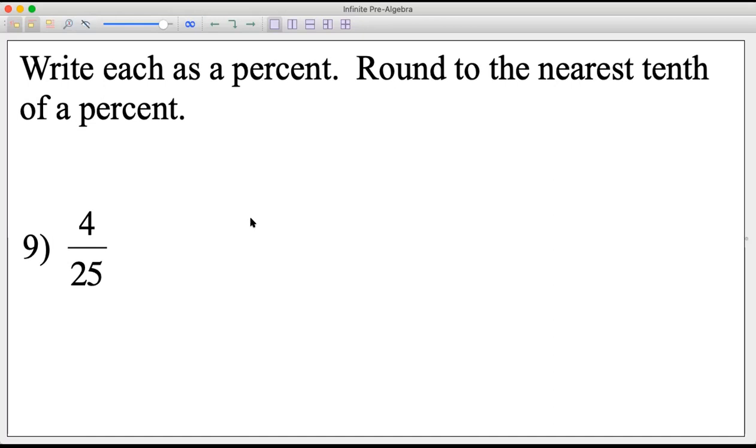I showed you 2 ways of doing this. It is your choice. I called it method 1, method 2 is in the book. Method number 1 is where you take the fraction, you set it equal to x over 100. So step 1, set the fraction equal to x over 100. I like method 1.